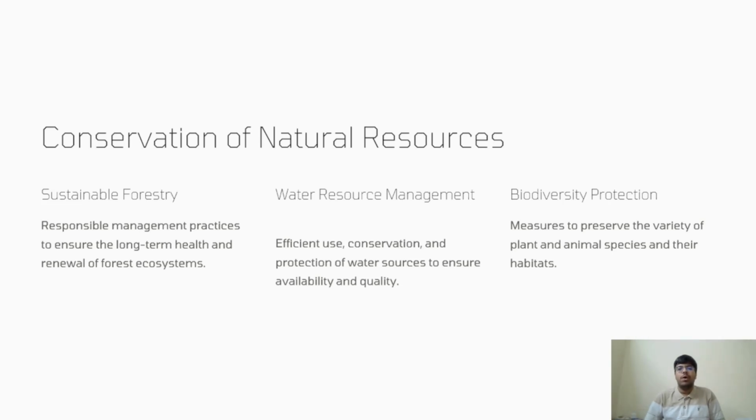Next one being biodiversity protection, where measures need to be taken to preserve plant varieties along with animal species and their habitats, because otherwise they will be counted among the extinct species.